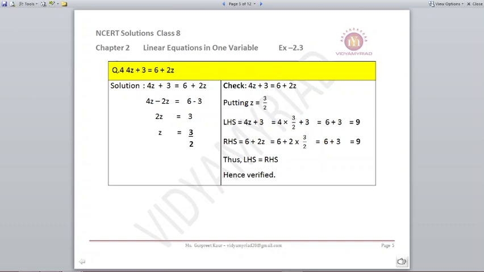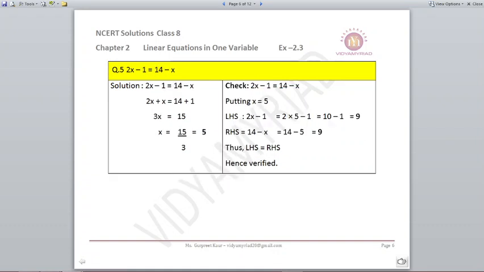Now put this 3 upon 2 in your left hand side in order to check. Left hand side is 4z plus 3. So 4 into 3 upon 2 plus 3 gives you 6 plus 3 which is equal to 9. Your right hand side is 6 plus 2z. So 6 plus 2 into 3 upon 2, 2 gets cancelled. So 6 plus 3 again it is equal to 9. So left hand side is equal to right hand side and hence we have verified.